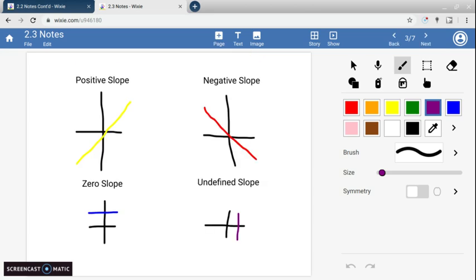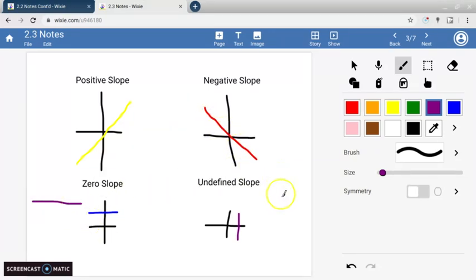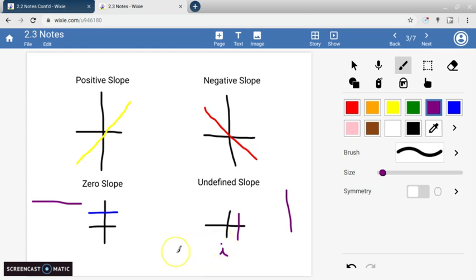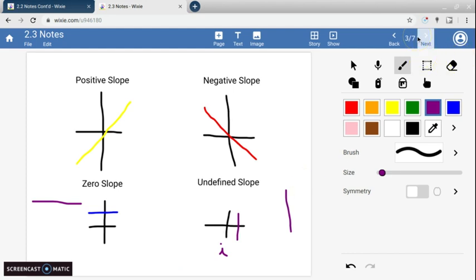Okay, this is just some review. A positive slope means it will go up like that. Negative slope means it will go down like that. Zero slope, it will be a horizontal line. And undefined is vertical. And remember, if you have undefined, it is an imaginary thing that really can't be displayed at all. So that's what that is.